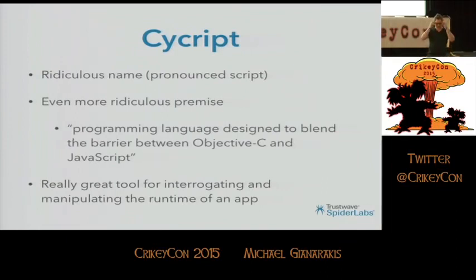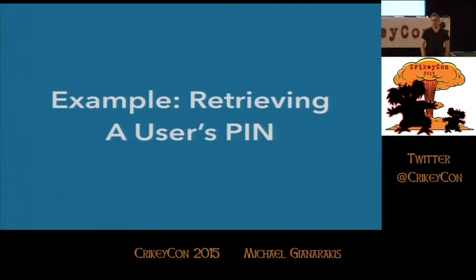So Cycript has a ridiculous name. It's actually pronounced "script." For years I pronounced it "cycrypt," so you might catch me doing that. It has an even more ridiculous premise, and this is from their website: a programming language designed to blend the barrier between Objective-C and JavaScript. Now that just sounds horrible, right? But it's actually a really great tool for interrogating and manipulating the runtime of an app. It has a lot of great features, which I'll run through as I do some of the more practical examples. So here's an example of retrieving a user's PIN.